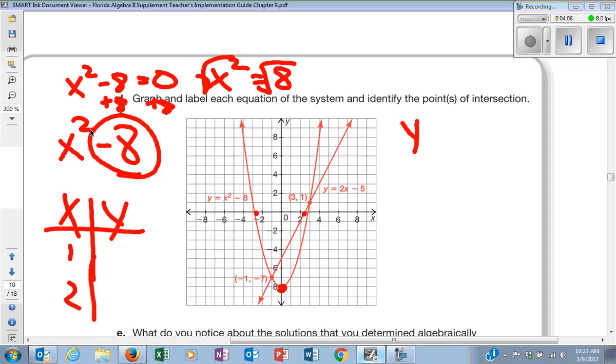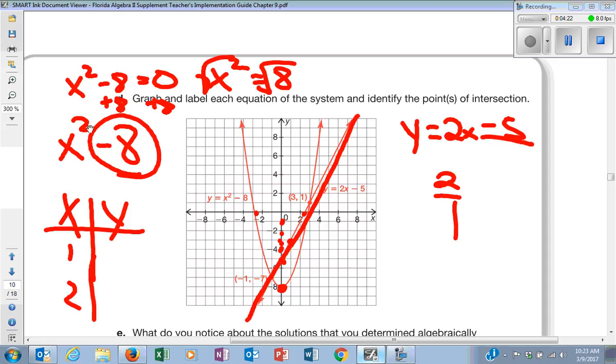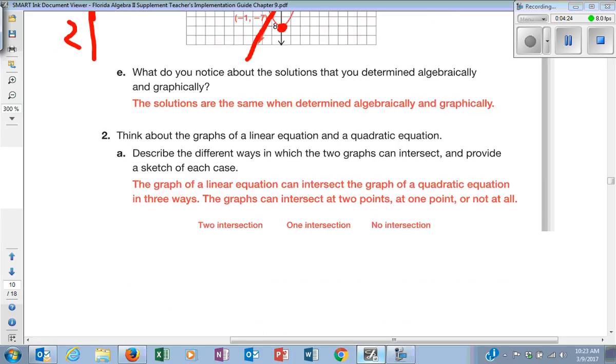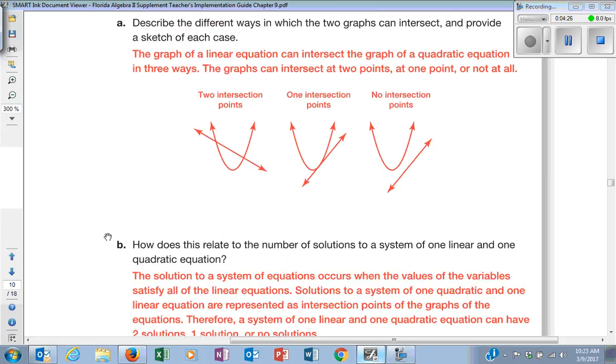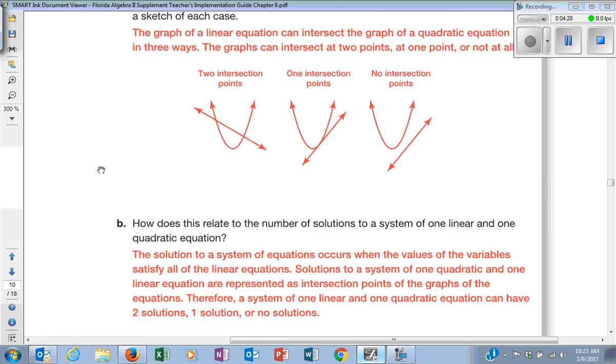For y equals 2x minus 5, you're going to say negative 5 is my y-intercept, so they went down 1, 2, 3, 4, 5, boom. 2 over 1, so they go up 2, 1, 2 over 1, then they drew the line, and boom, you can see those two intersections that we just found. Alright, here's what we talked a little bit about. With a quadratic and a linear, you have 3 different possible solutions.